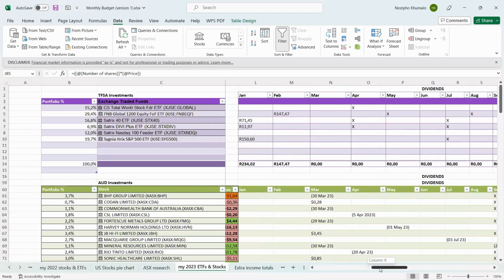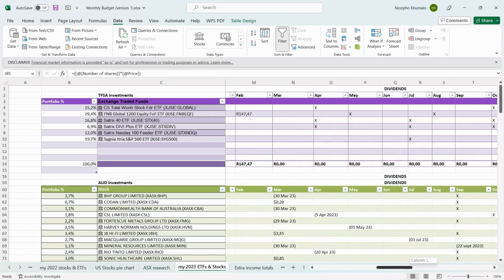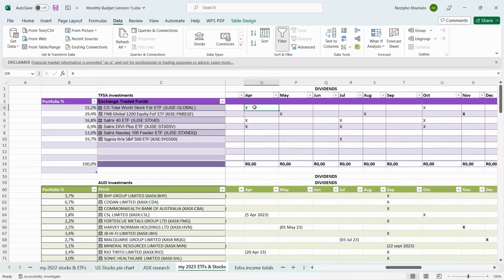So far for 2023 in my TFSA investments, I've received a total of 381 Rand and 49 cents in dividends. And my upcoming dividends are in April. So you can see where there's an X, that's a dividend. So Core Shares Total World is paying in April. Satrix 40 as well as Satrix Divi. Then in May, it's F&B Global 1200.